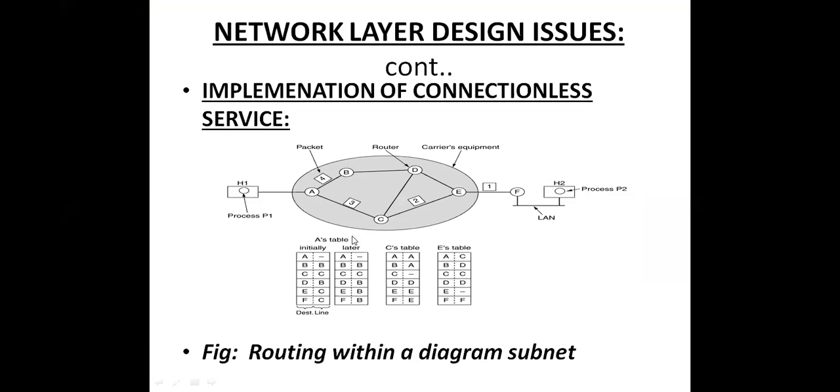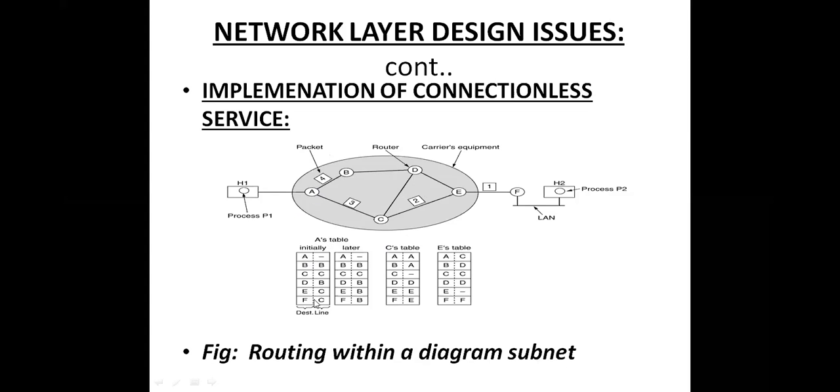Definitely there is a subnet required. A subnet is a combination of routers and transmission lines. Circles are routers. Here we have 5 routers, A, B, C, D, E, in the subnet. Initially it is a connectionless service, right? Each and every node needs to maintain a table that is called the routing table.